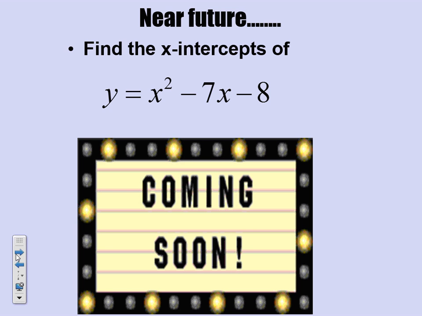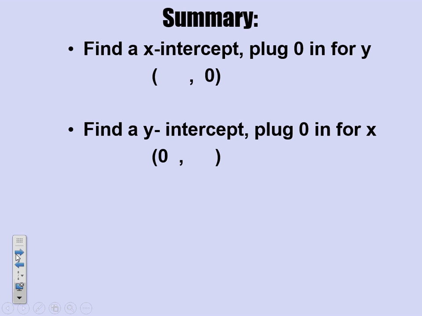Okay, in the near future, we're going to be using x-intercepts to graph other things besides lines. So it's really important to understand the process of what it means to find an x or a y-intercept. So in summary, if you want to summarize this in your notes, to find an x-intercept, plug 0 in for y, then we're going to solve to find the x part of that coordinate. To find a y-intercept, plug 0 in for x, and we're going to solve to find the y part of the coordinate. That is the way we work to find x and y intercepts.